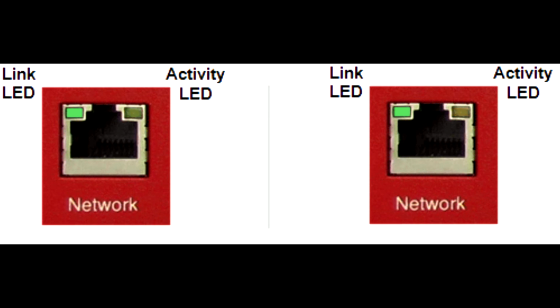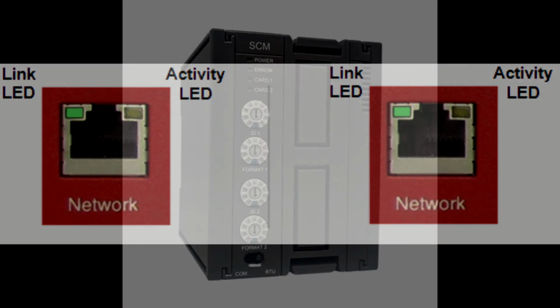PLC and AS00SCM modules have lights next to the RJ45 Ethernet ports. Green light shows that the physical connection is active, and orange means that data packets are being sent. If green is on and orange is flashing, it means that the cable is physically connected correctly and not interrupted.